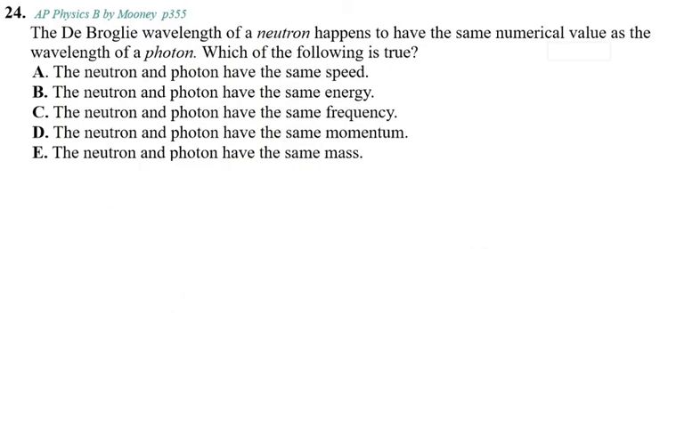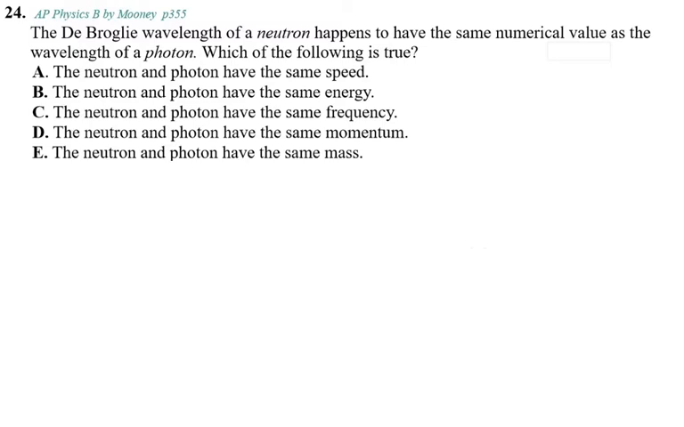In this question, they say that de Broglie's wavelength of a neutron happens to have the same numerical value as the wavelength of the photon. Which of the following is true? The neutron and photon have the same speed. The neutron and photon have the same energy. The photon does not have mass, we have to remember that part. The neutron and photon have the same frequency. The neutron and photon have the same momentum, and the neutron and photon have the same mass.